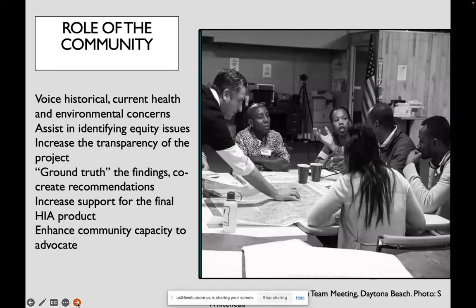Making sure that you are including the community voice in all phases of the HIA is really important, but I find it to be especially so in the assessment phase. You don't want the community to feel like you're doing things to them, but that you're doing things with them. You want to be able to have their input at every stage of the decision-making process, so that you're being transparent with them, number one. And number two, that you're identifying the things that are most important.